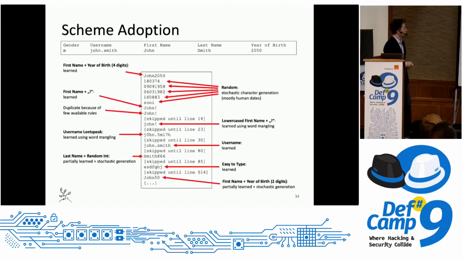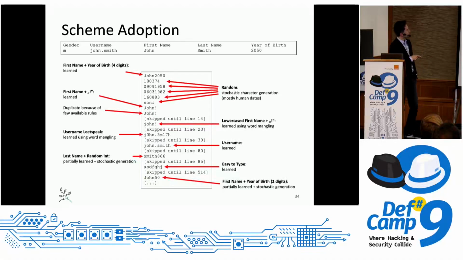This is an actual output of this model. Remember, this is not a real-world output, it's just on my fake password schemes here. And what you can see here, all of these schemes that I've mentioned before are seen in this list. So it starts, for instance, with the first name and year of birth, 4 digits. That was learned here. Then it's a little weird here. It starts putting out random passwords.